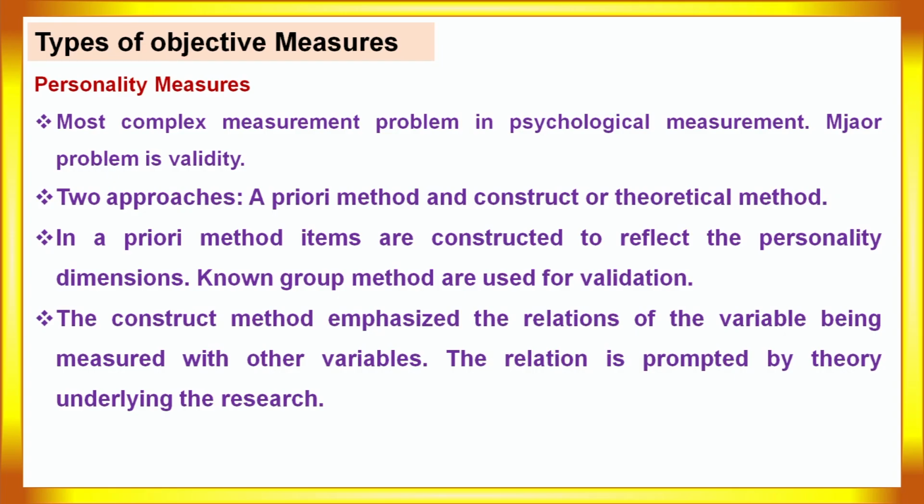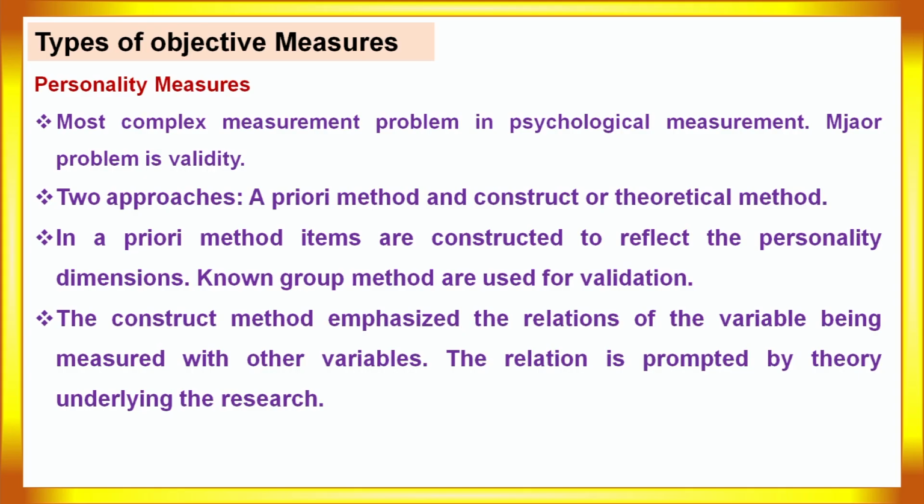So, what do we do in the a priori method? In the a priori method, you select a trait and you collect the items which represent that particular trait. That means items are constructed to reflect the personality dimension. And how do we generally do that? We generally utilize the known group method for the validation of this particular personality scale or personality measure.